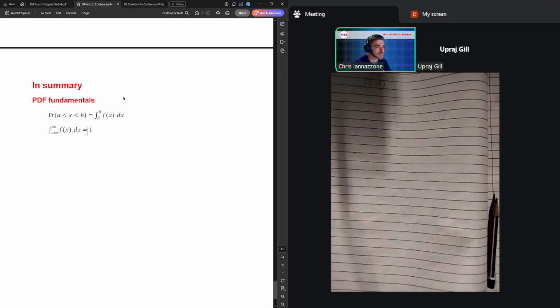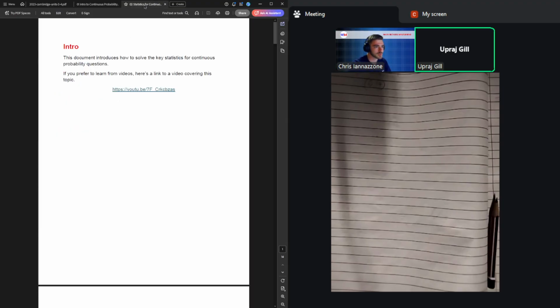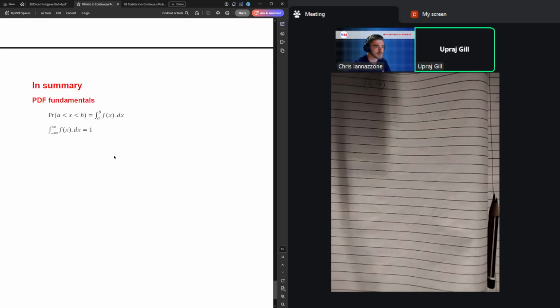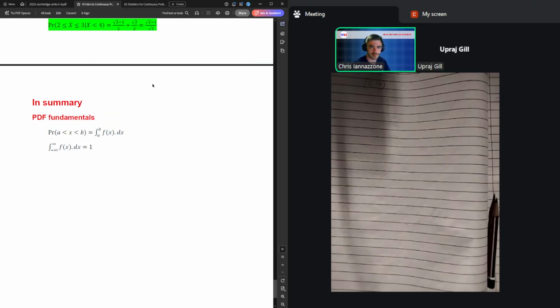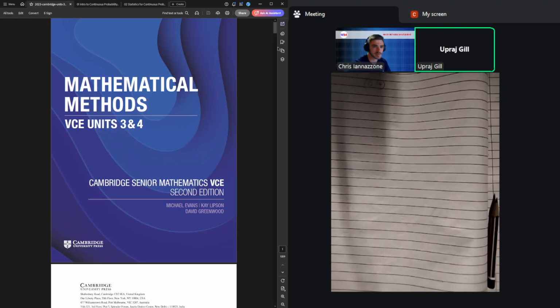Those are the probability aspects of PDFs. How's all that so far? Sounding good. Do you want to move on to statistics or practice a few of the probability stuff? Probably practice. Let's do it.